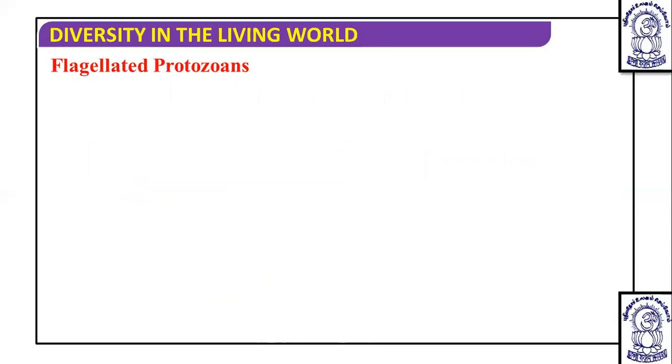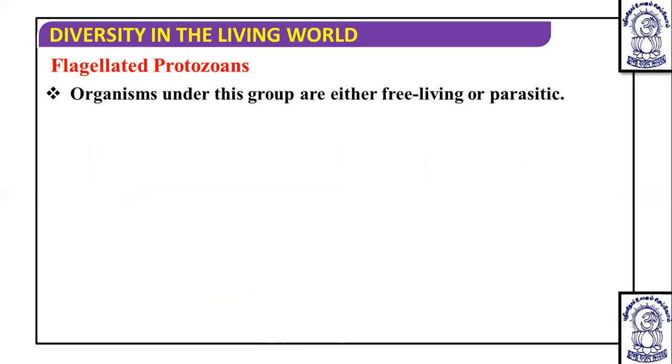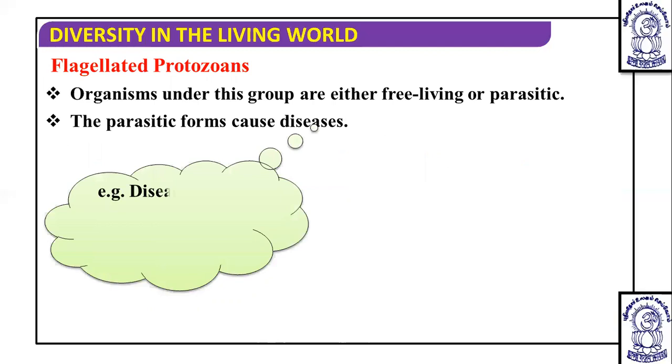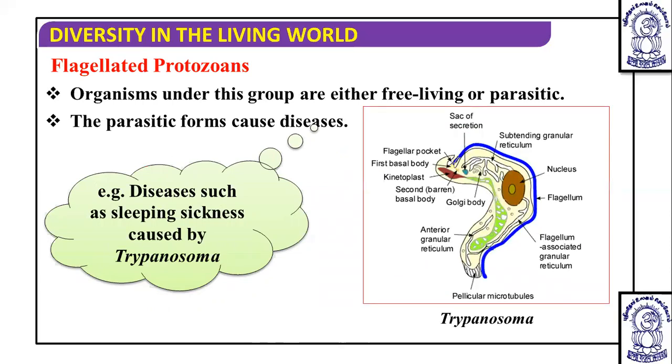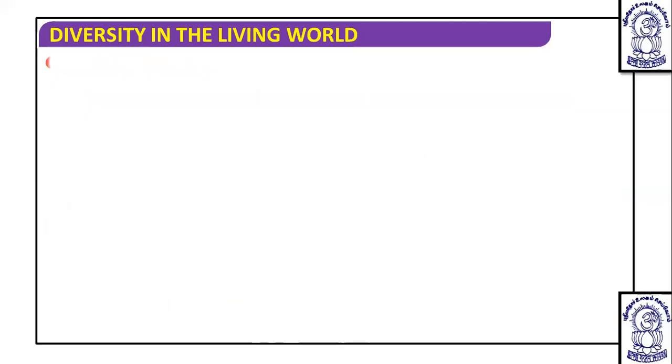Then the flagellated protozoans is the next group. The organisms under this group are either free living or parasitic. The parasitic forms cause disease, and in this the locomotory organelle is flagella. They cause some diseases like sleeping sickness, and that is caused by the trypanosoma. So this is the trypanosoma structure, but there is no need to go into this detailed structure. Just remember that trypanosoma is a genus which is responsible for sleeping sickness.